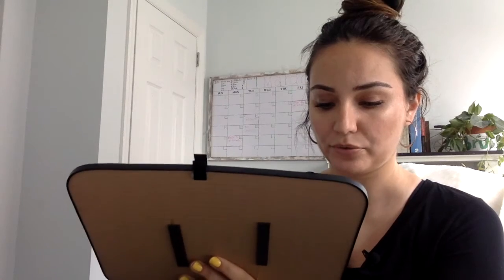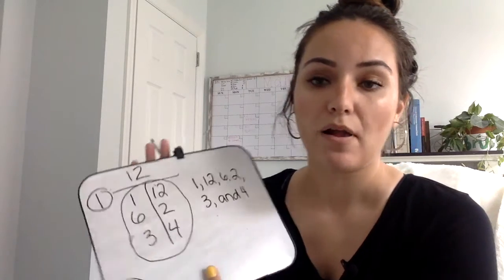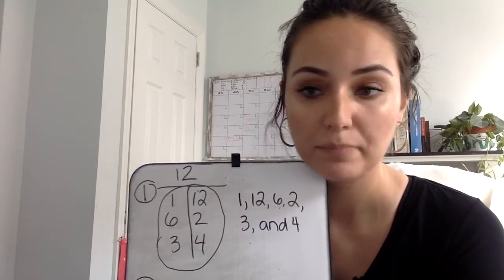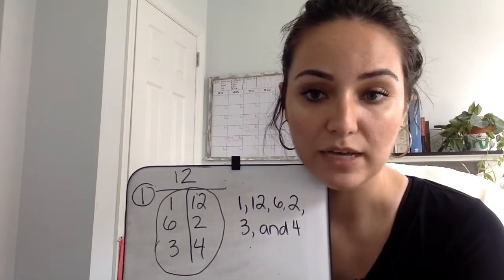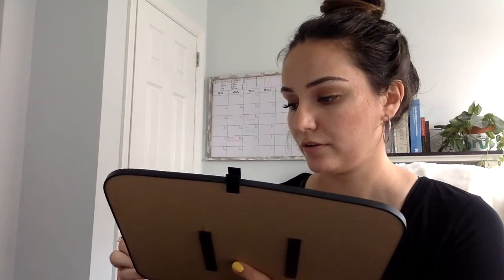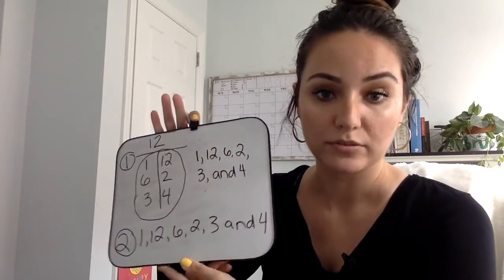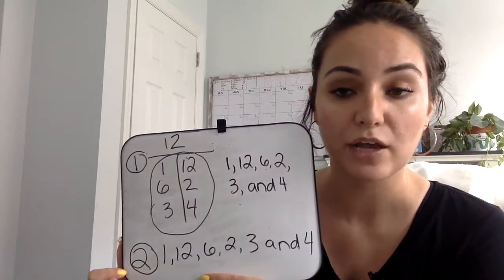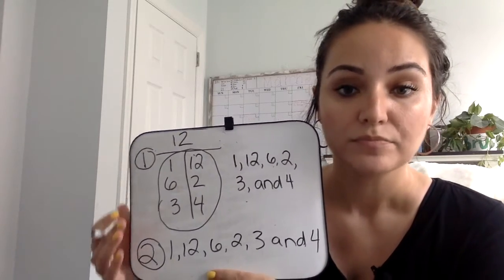Step number 2, let me just double check, yep. It wants you now to list the factors, okay? So again, we just did it. I would list the factors using commas: 6, 2, 3, and 4, okay? So we have step 1 and we have step 2. That is how the textbook wants you to do it.